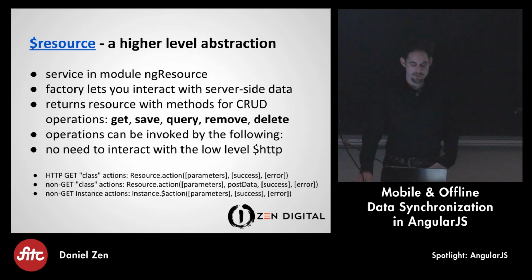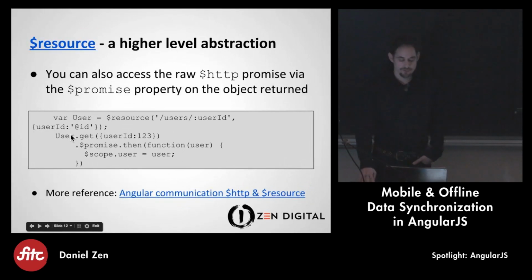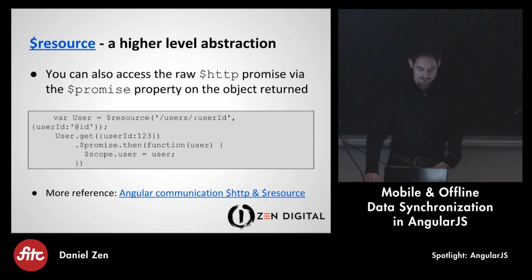And there's no need to interact with the low-level HTTP. So it's a higher level abstraction. You can also get access to the HTTP promise if you need to. And here we see an example of that. And here's a link to more information on that if that's what interests you.